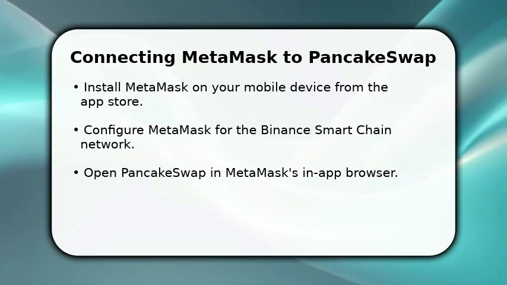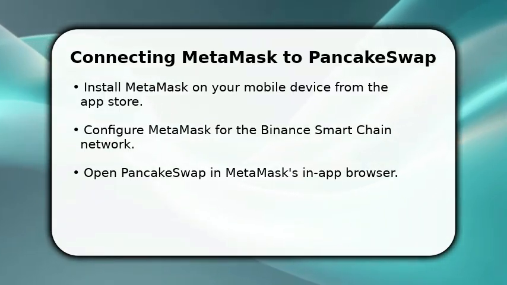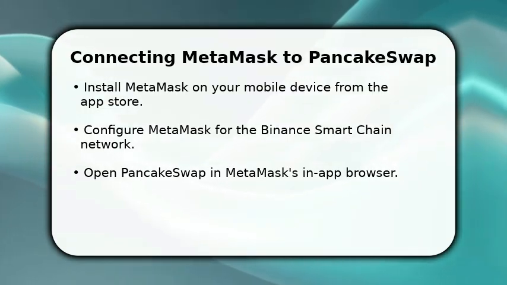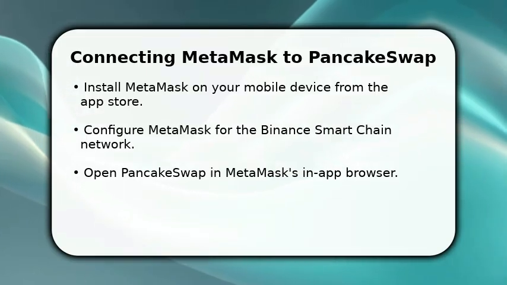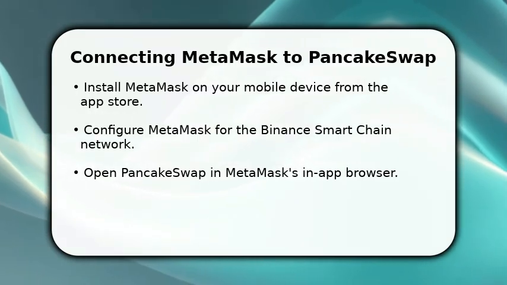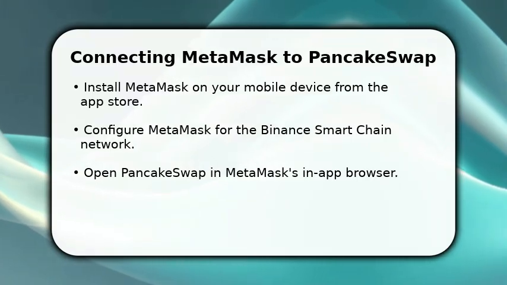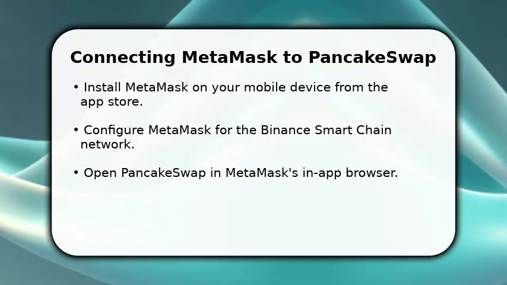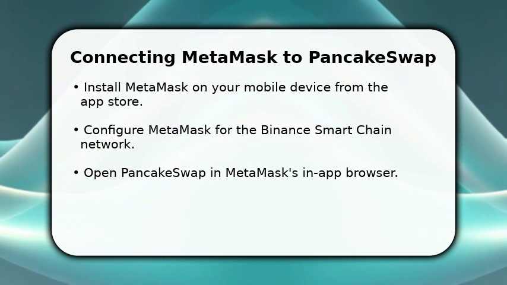In this video, I will show how to use Pancakeswap with MetaMask on mobile. First, ensure you have the MetaMask app installed on your phone. Next, you'll need to add the Binance Smart Chain network to your MetaMask wallet. This involves entering specific network details like the RPC URL and chain ID. Once configured, open the MetaMask browser and navigate to the Pancakeswap website. This initial setup is crucial for accessing decentralized finance.